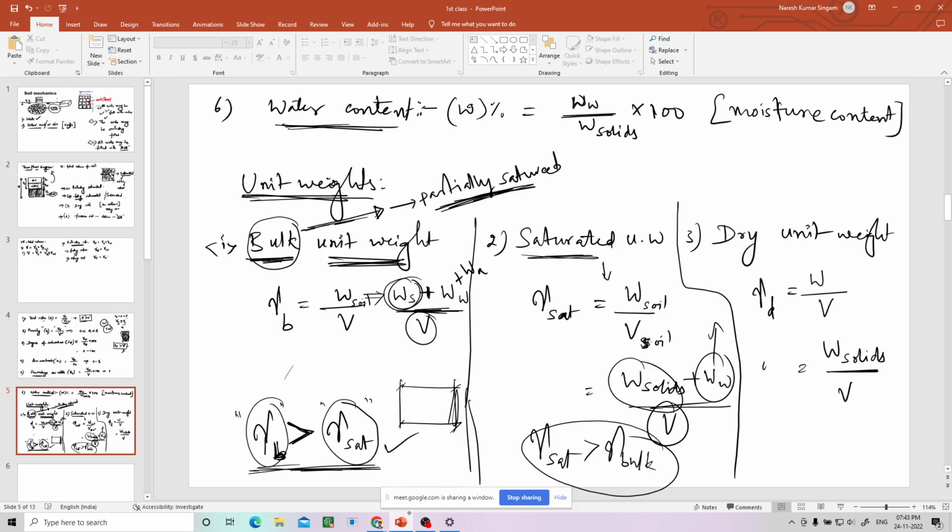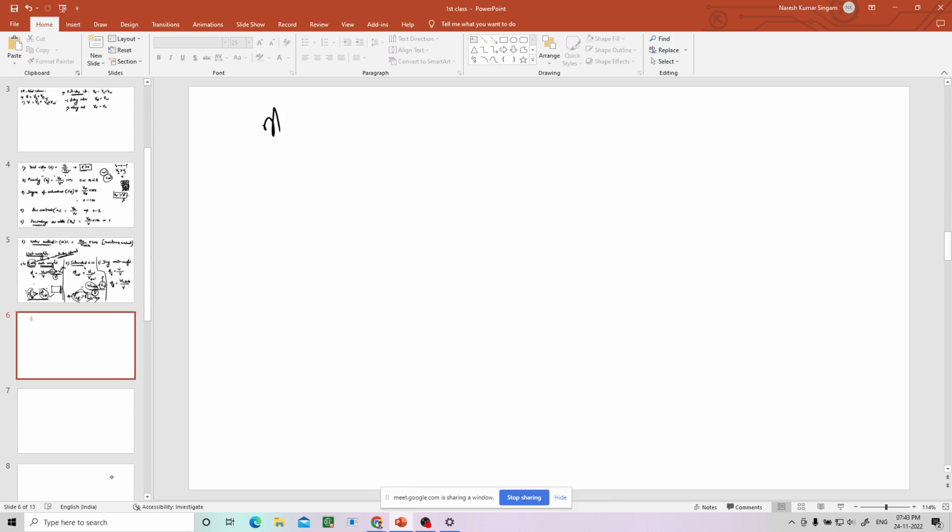So now, can you tell me the relationship between gamma D and gamma sat and gamma bulk? Where should I keep this gamma D? Should I keep it on the right side of gamma bulk, or this direction, or in between these two? Where should I keep? Gamma bulk and gamma sat and gamma dry. Okay, can you arrange these in ascending or descending order in terms of magnitude?